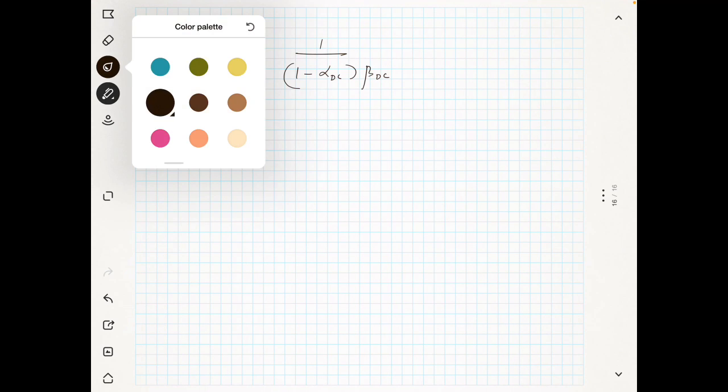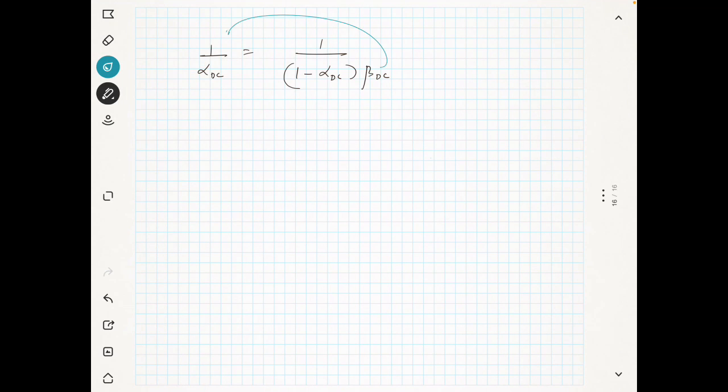Now I can rearrange it again. I can move this here and I can move this here. Okay, then what will happen? Then beta dc is equal to alpha dc by 1 minus alpha dc. Okay, so this is the relation between beta and alpha. If you know alpha, you can easily find the value of beta. Okay, that's what I want to tell you.